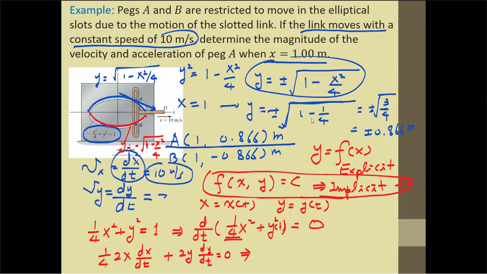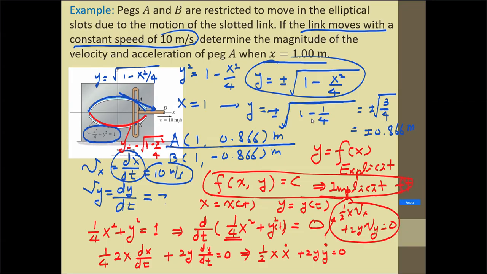So 2 over 4, that is 1 over 2. x, I'm going to use dot notation, x dot. That is dx over dt, that is the velocity x component. Okay, now that is the same as 1 over 2 x vx plus 2y vy. That equals 0. We need to evaluate this. Where? At A.